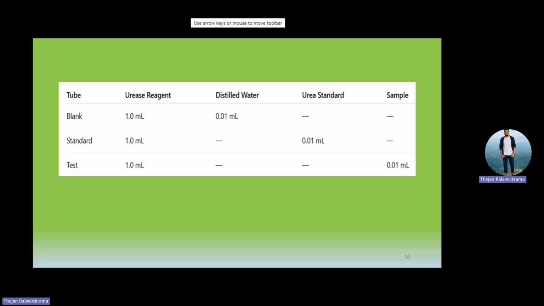For the blank one, we take urease reagent and distilled water. That's it. For the standard one, we take urease, that's a reagent term, and standard urea sample. And for the real one, urease has to be there, and our blood sample. Those are the 3. All the 3 we do.